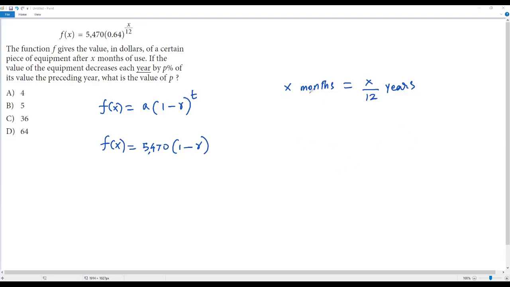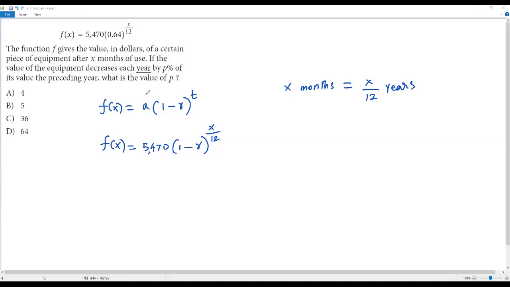So now if I want to convert x months to years, I have to divide by 12. Then this x over 12 represents years. Okay, no problem. Already we have x over 12. Since this number of months x is divided by 12, it's already in years, so we don't have to worry about that. We can plug that in over here. Now we got the exponential function: f of x equals 5470 times 1 minus r to the power of x over 12. So the given exponential function has been written in this form.